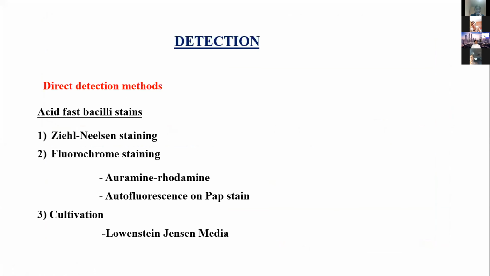Now, for the detection of these acid-fast bacilli, we have some conventional methods, which we all know. These are Ziehl-Neelsen staining and cultivation on Lowenstein-Jensen media. But there are certain other methods besides these conventional methods, which include the fluorochrome staining pattern. There are two types of staining which come under this fluorescent staining: auramine rhodamine stain and autofluorescence on PAP stain.